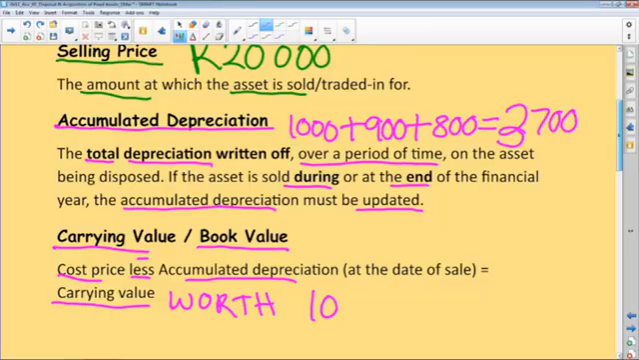Okay, so if I dispose of the asset, yes, I bought the asset at 100,000, but 5 years later, what is the actual worth? What is the carrying value of the asset? So for example, let's assume I bought a printer for 1,000 Rand. Over a period of time, I've written off depreciation of 700. So that's my total accumulated depreciation. The carrying value, that printer is now worth 300 Rand. Okay, with me.